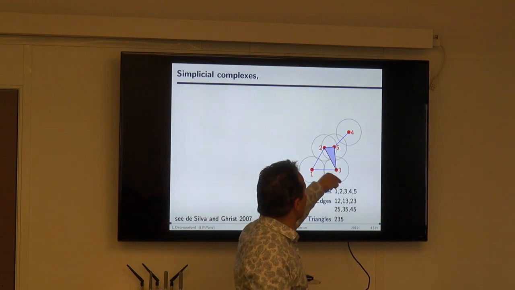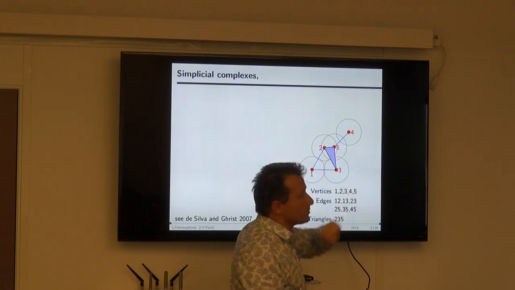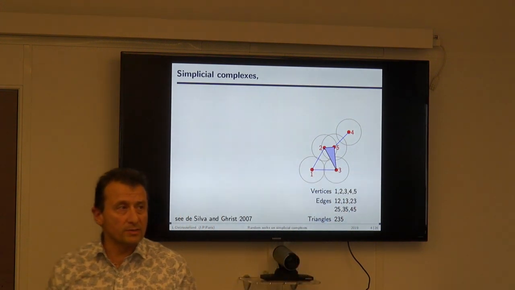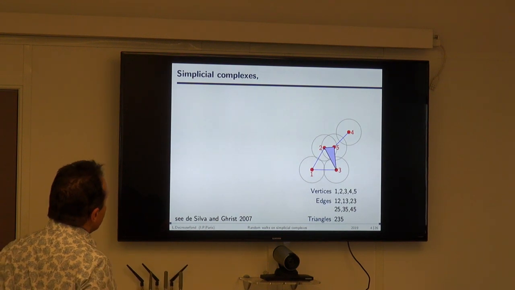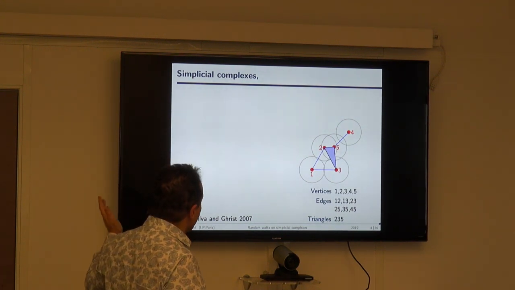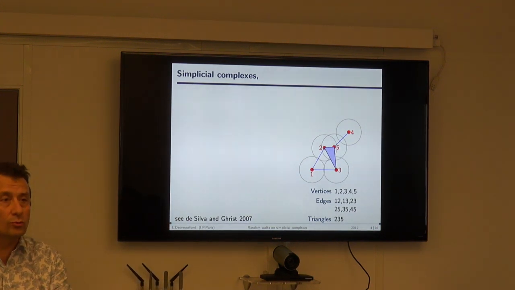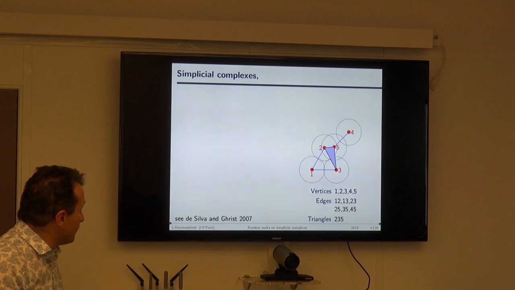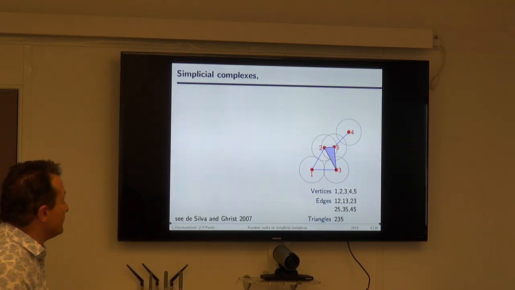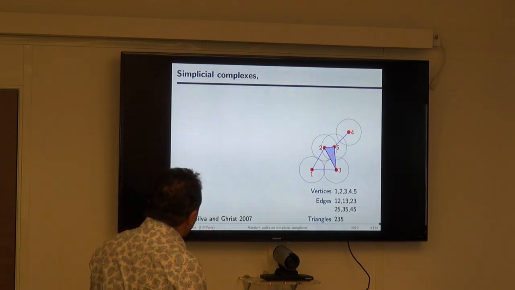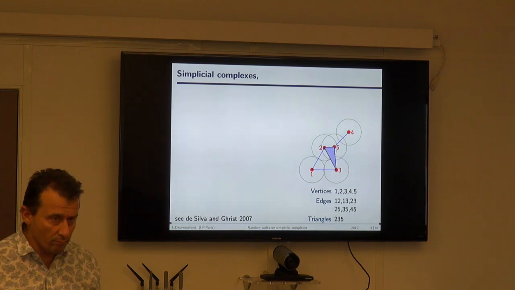Here I have only one triangle, because this one doesn't count: these three balls do not intersect altogether. And since I can't go any longer, I can't go to this right one here. Okay, this is the rule to construct this kind of simplicial complex. You have many other rules, but this is the simplest to explain and it has a lot of properties.